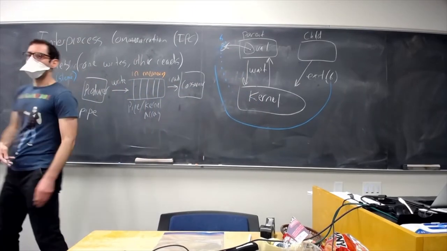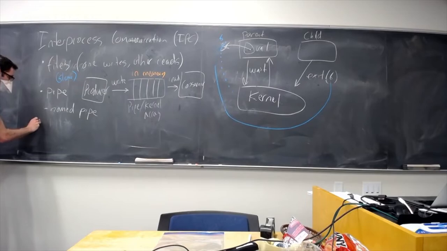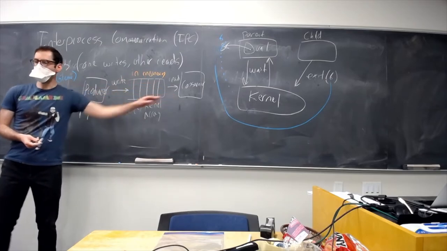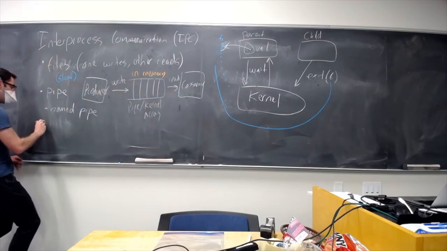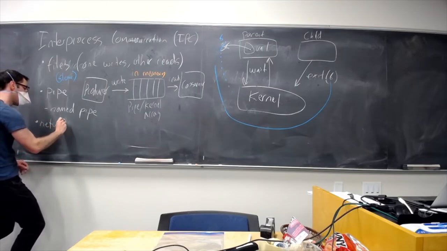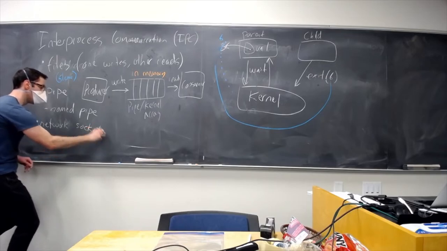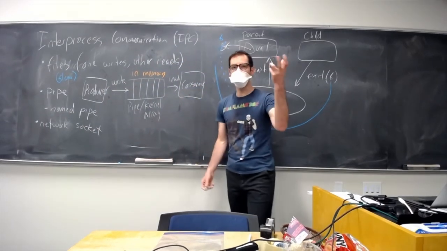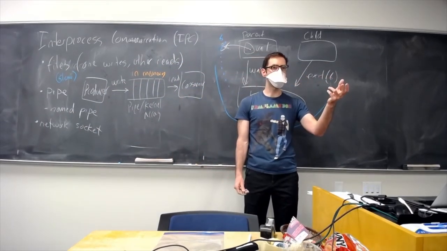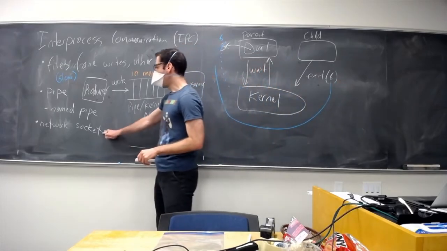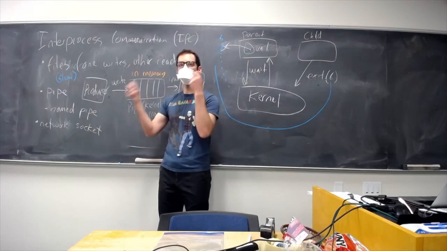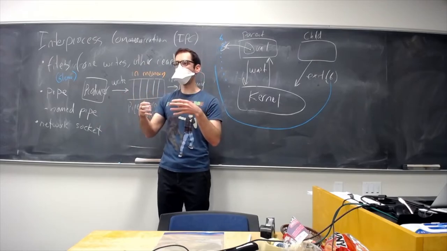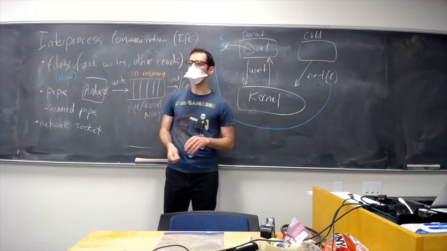If you need two-way communication, so this is one direction, right? One process writes, the other reads. If we want two-way, a network socket, which on Unix is going to be treated the exact same way as a file. It's going to have a file descriptor, and it will facilitate two-way communication. And if two processes are on the same system, communicating using a socket, the operating system will likely optimize that instead of actually using the full network protocol.